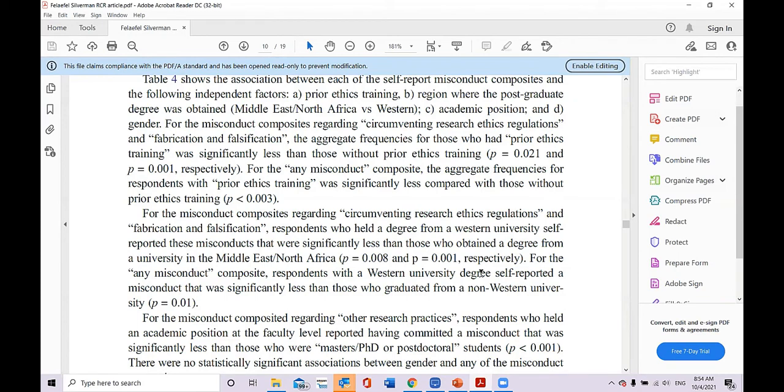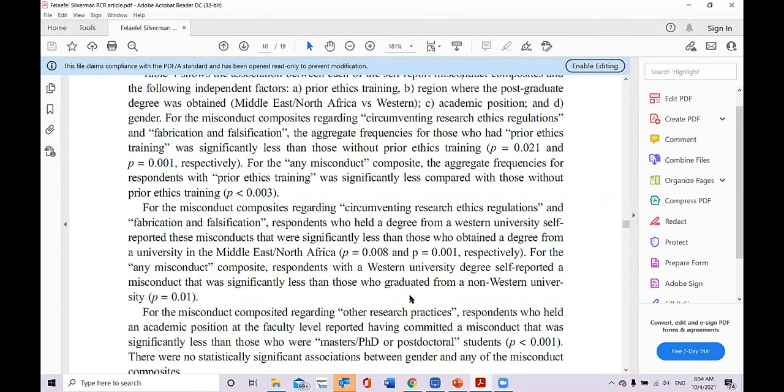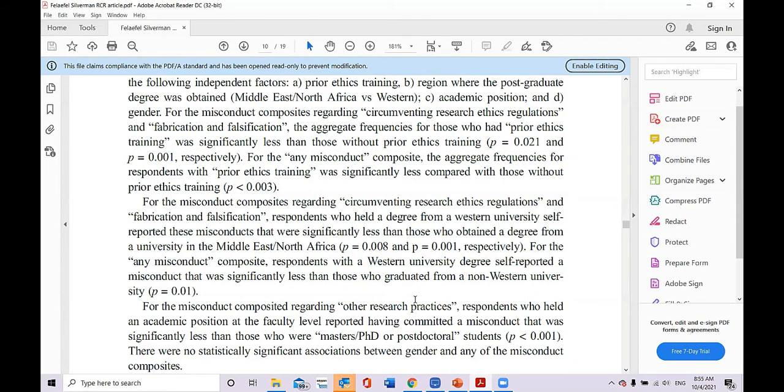I don't merely repeat the data. I try to, if you will, not interpret the data, but give it some meaning. So, like I had there that fabrication and falsification was the most frequent research misconduct practice, followed by blah, blah, blah. So I want to point out the major findings, which may have some implication for the discussion section.